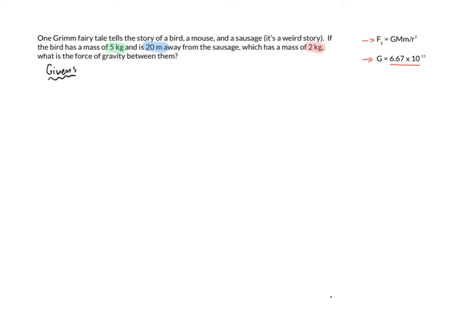And I'm going to start with my green given, which is 5 kilograms. And that 5 kilograms is the mass of the bird, which, as you can see, is the larger of our two masses, and so is going to be my capital M. To go with that, I have the mass of the sausage, it's lowercase m, which is 2 kilograms. And the two are 20 meters apart from one another, and that is going to be my radius between them.